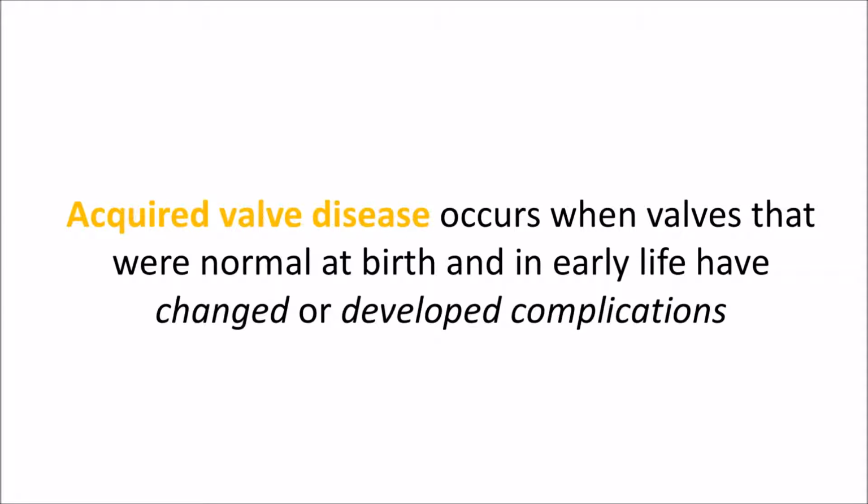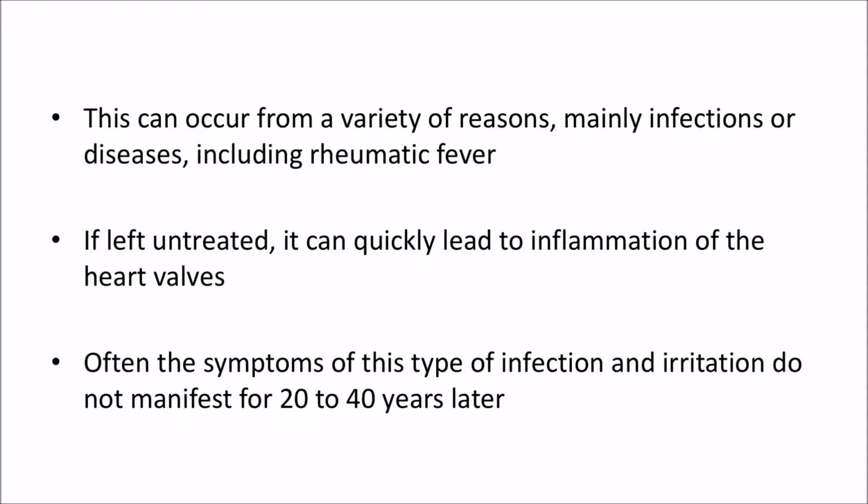Acquired valve disease occurs when the valves that were normal at birth and in early life have changed or developed complications. This can occur from a variety of reasons, mainly infections or diseases, including rheumatic fever, caused by an untreated bacterial infection such as strep throat. Often, this type of infection in childhood, if left untreated, can quickly lead to inflammation of the heart valves. Often, the symptoms of this type of infection and irritation do not manifest for 20 to 40 years later.